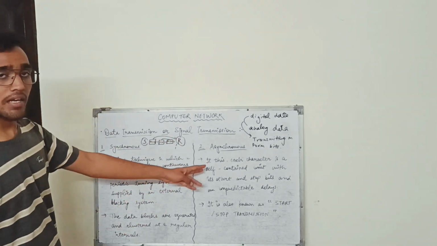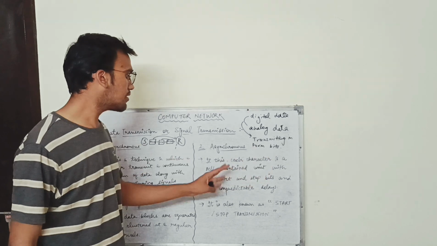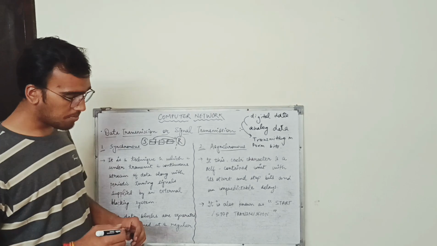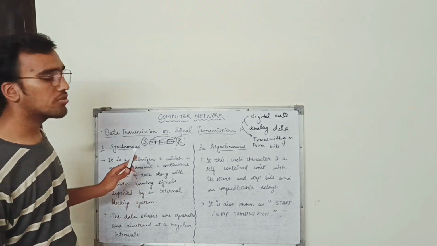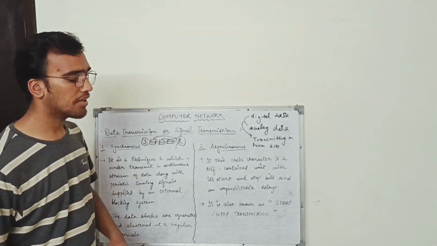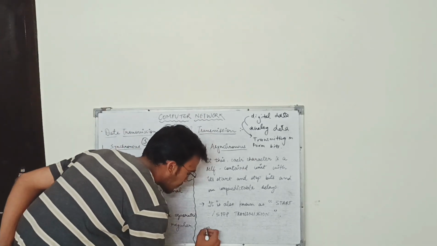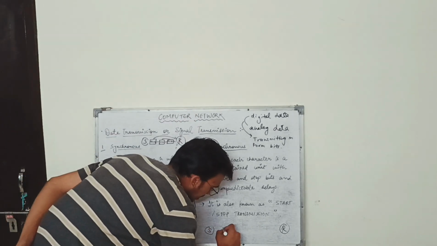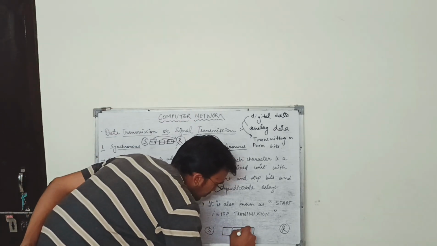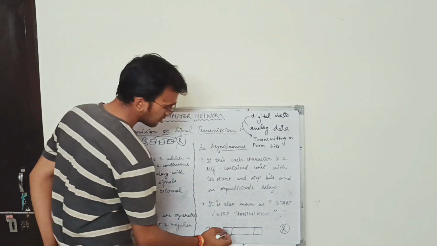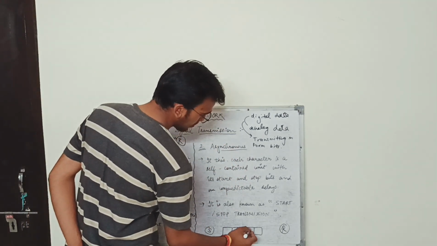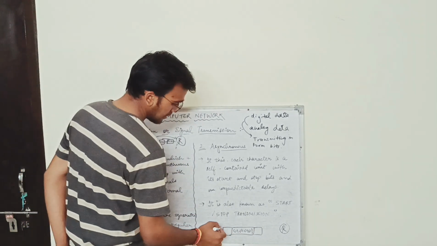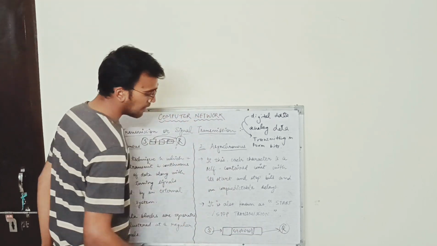Now in asynchronous data transmission, each character is a self-contained unit which starts and stops with a start and stop bit, with unpredictable delays. Basically it is not as time consuming as compared to the synchronized. In asynchronous, there is a sender and there is a receiver, and the data to transmit is like 0 1 0 1.